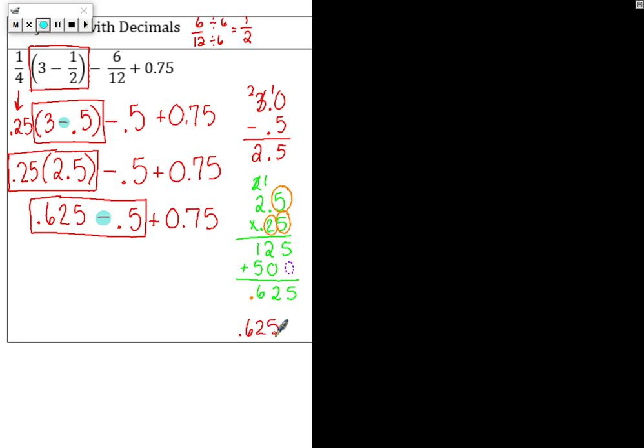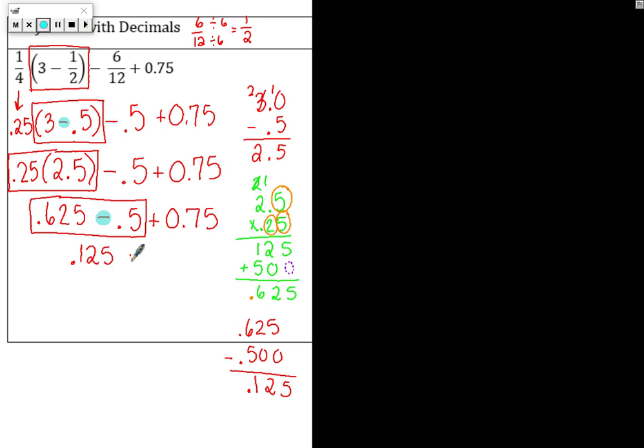When I go to line this up, it's 0.625 minus 0.5. Now, in addition and subtraction, the decimals do have to line up. So I can add some zeros here to help me. 5 minus 0 is 5, 2 minus 0 is 2, and 6 minus 5 is 1, we bring down our decimal, and since they were both positive, I know the answer is a positive 0.125.